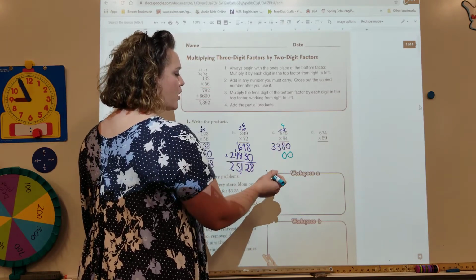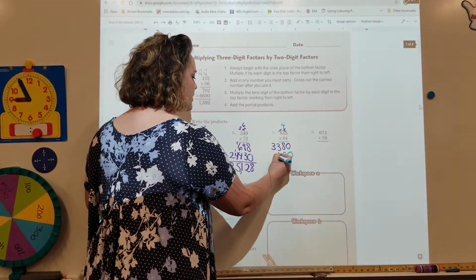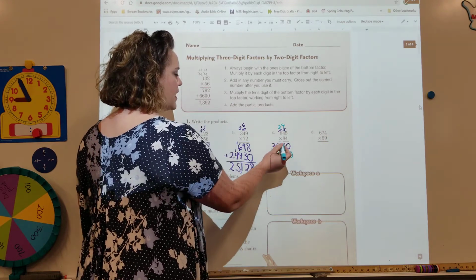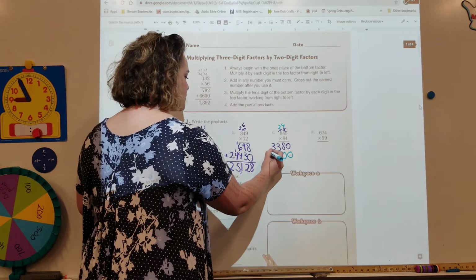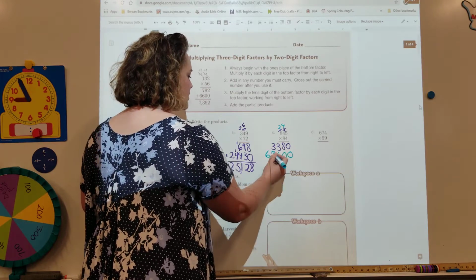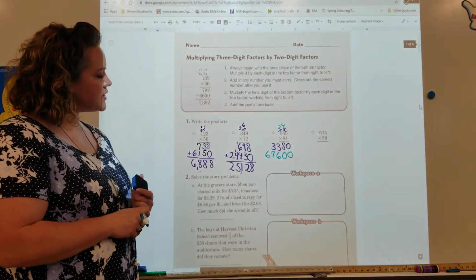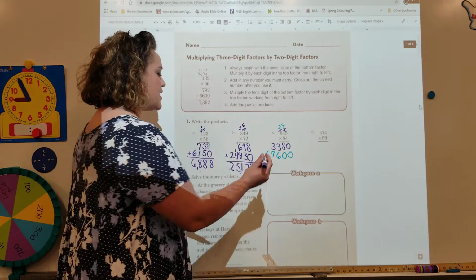8 times 4 is 32. Plus 4 is 36. Write 6, carry the 3. 8 times 8 is 64, plus 3 equals 67. So your second partial product is 67,600. Now we can go back and add these together.